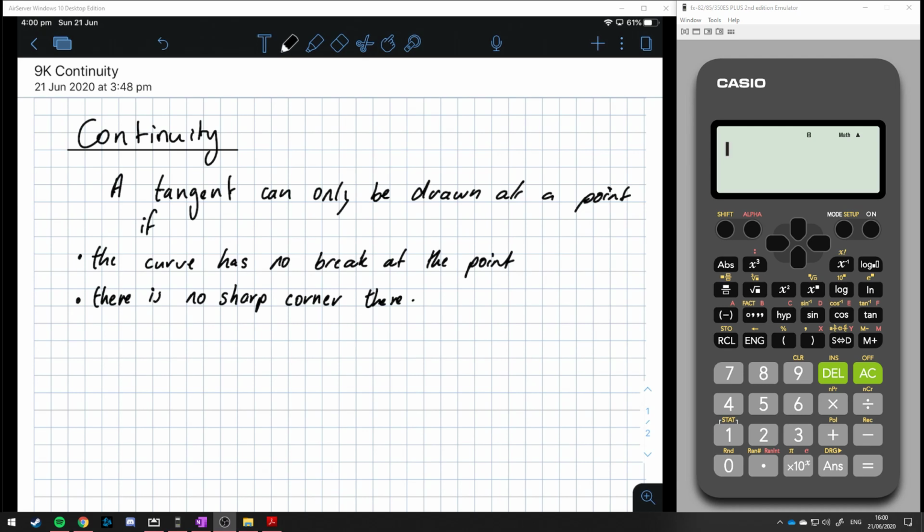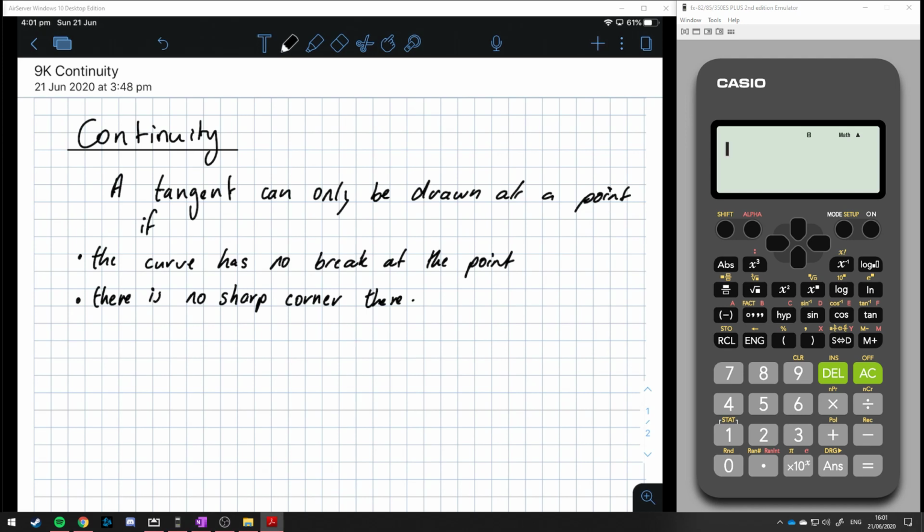Okay, so continuity. Now, continuity is basically talking about whether or not a function is continuous or not. So the first idea we're going to talk about is that a tangent can only be drawn at a point if the curve has no break at the point and there is no sharp corner there. Okay, so those are the only two situations in which we can draw a tangent.